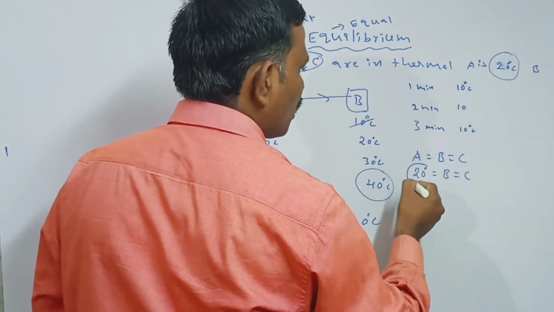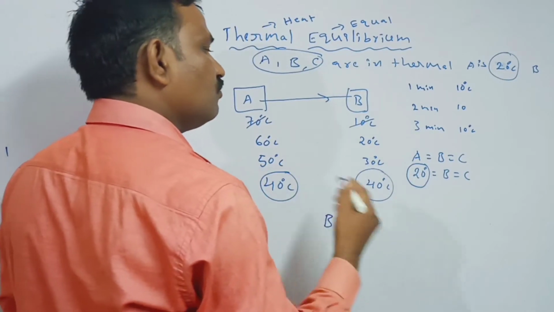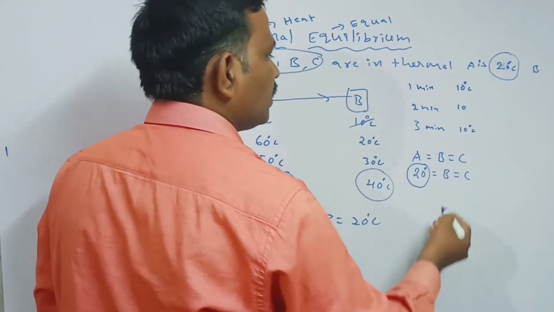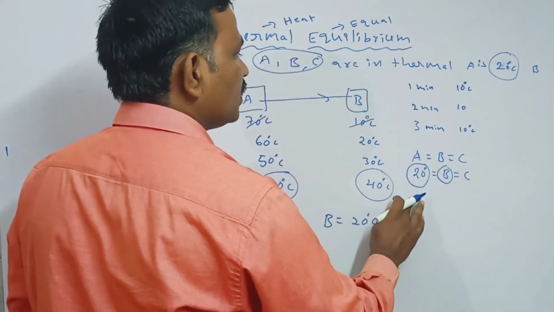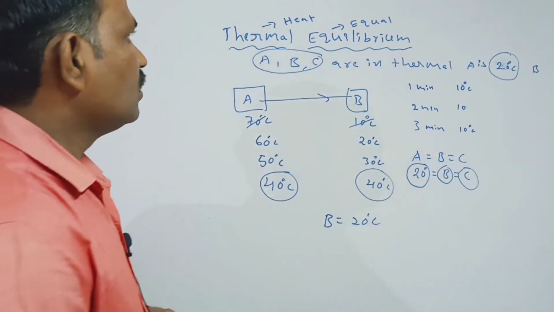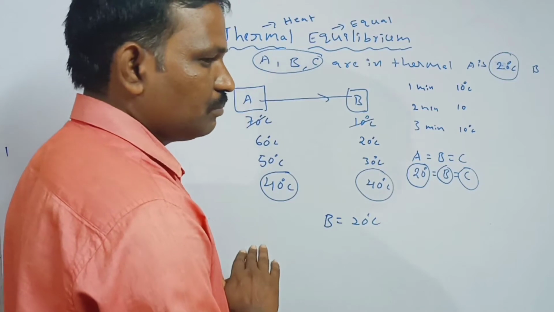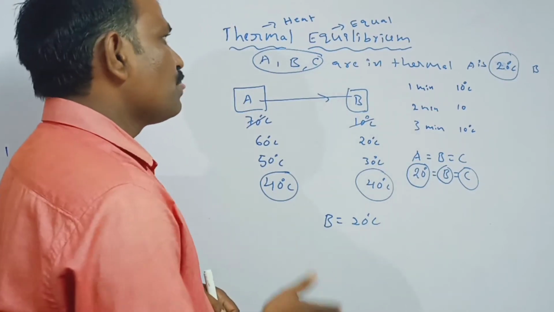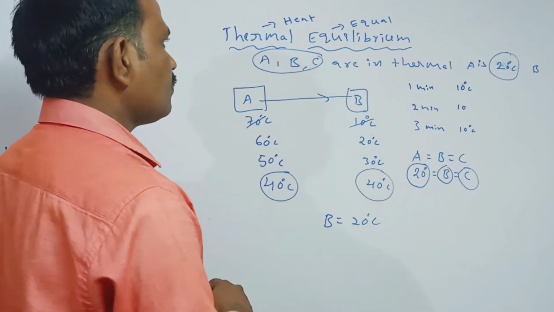If we know one object's temperature, then we can easily say that object B's temperature is also 20 degrees and object C's temperature is also 20 degrees. Okay. So this is about thermal equilibrium. Once again, we will see what is thermal equilibrium.